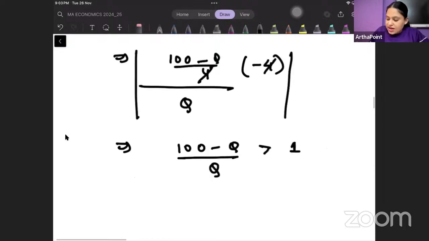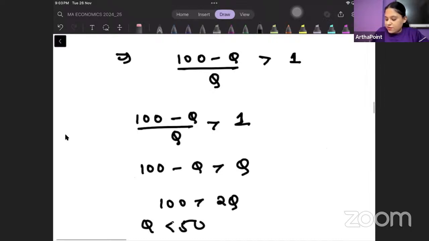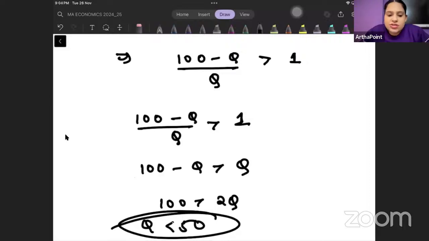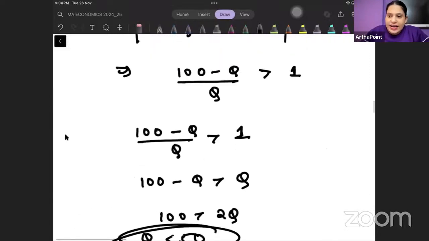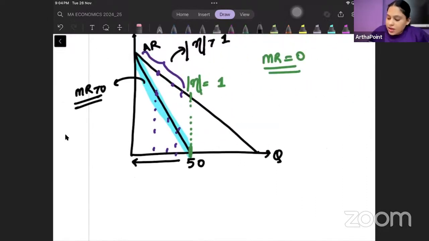It operates in the elastic region. So 100 minus Q by Q greater than 1. 100 minus Q greater than Q. 100 greater than 2Q, Q less than 50. It gives you the same result. So either approach is fine. Just remember the diagram, both mean the same thing. Whenever your MR is positive, your AR gives you elasticity more than 1. You can follow either one, it is fine.